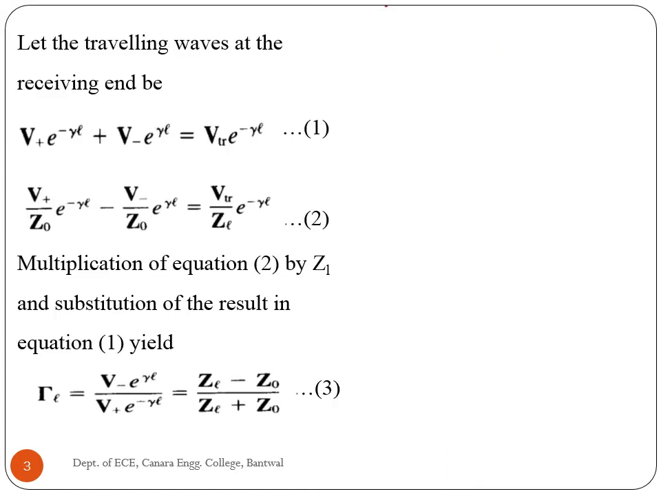To find the equation of the transmission coefficient, consider the length of the transmission line to be L. Let the traveling waves at the receiving end be given by equation 1. That is, the sum of the incident wave and the reflected wave is equal to the transmitted wave. Equation 1 can be written as in equation 2. Equation 2 is the current equation of the traveling waves at the receiving end. It has the incident wave, reflected wave and the transmitted wave at the load end.